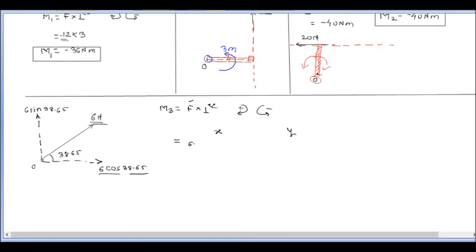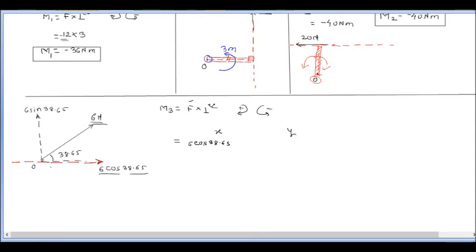Force will be 6 cos 38.65. Now earlier I said if I am going to draw the line of action for this force, that line of action is passing through this point O only. It means it will not have any perpendicular distance. It is in the third note, the important points I listed at the last session of moments.